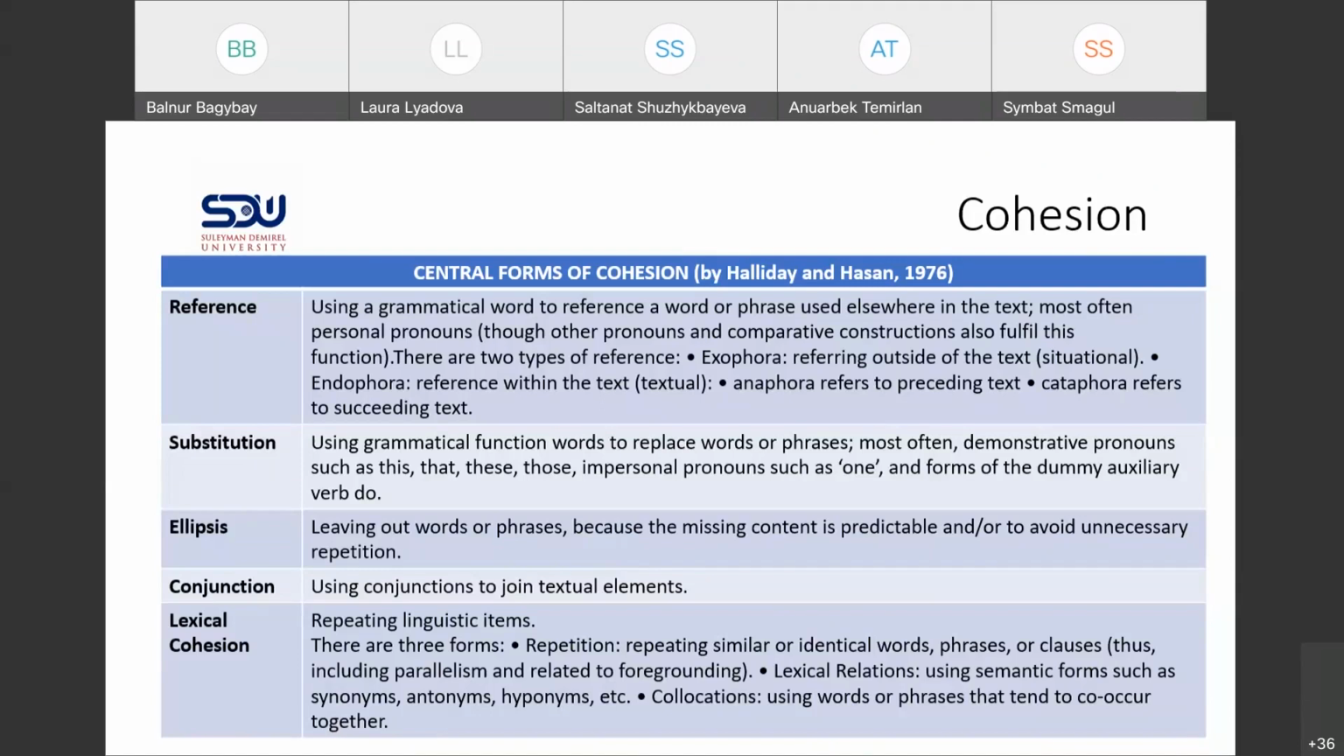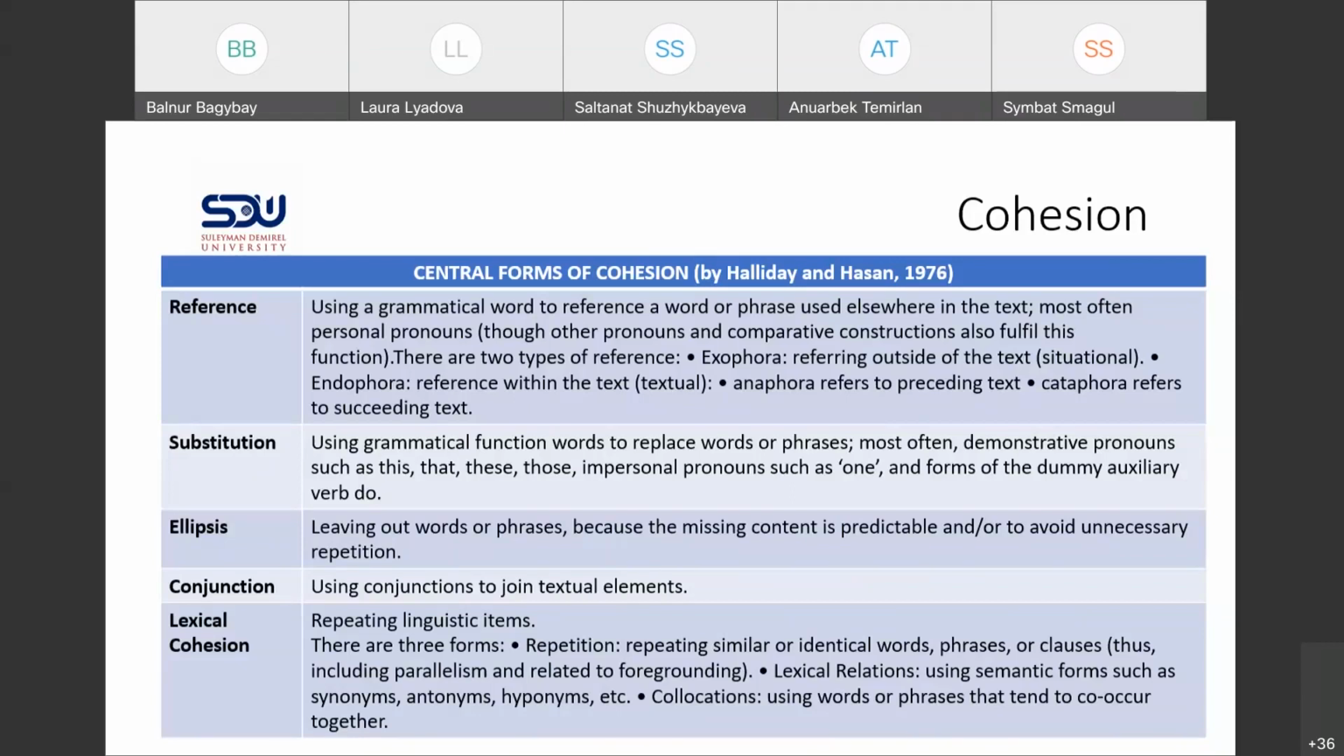And endophora itself has two different types. The first one is anaphora, which refers to the preceding text. It's like "Robert likes the flowers. He is a delicate man," right? So he here is the anaphora. Or cataphora, which refers to the text that is coming, like "He likes the flowers because Robert is a delicate man."